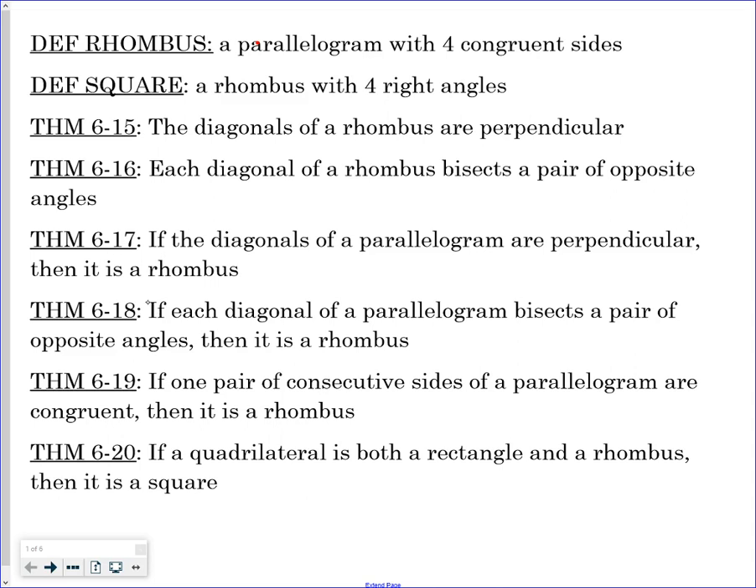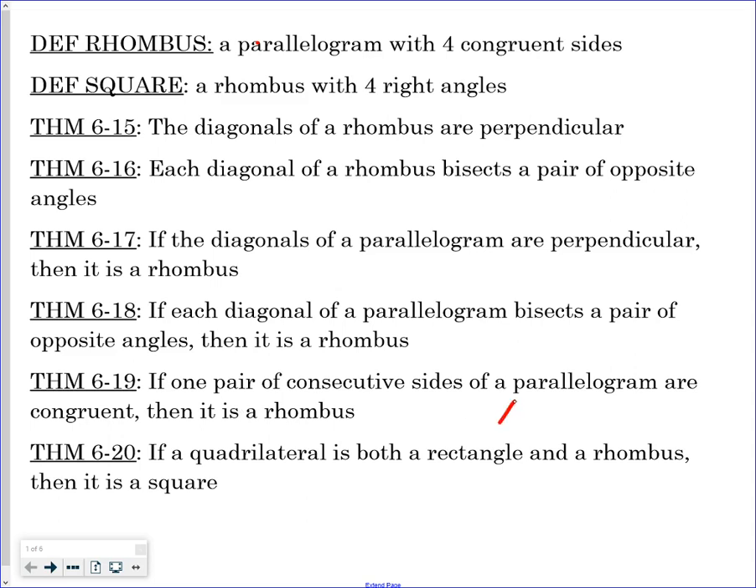6-17 and 6-18 are just backwards of what we just said. So if the diagonals of a parallelogram are perpendicular, then it is a rhombus. If each diagonal of a parallelogram bisects a pair of opposite angles, then it is a rhombus. That's the exact same thing I just said, but backwards. Okay. 6-19, if one pair of consecutive sides of a parallelogram are congruent, then it's a rhombus.